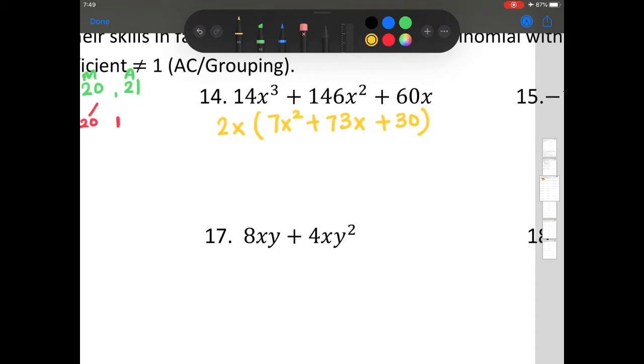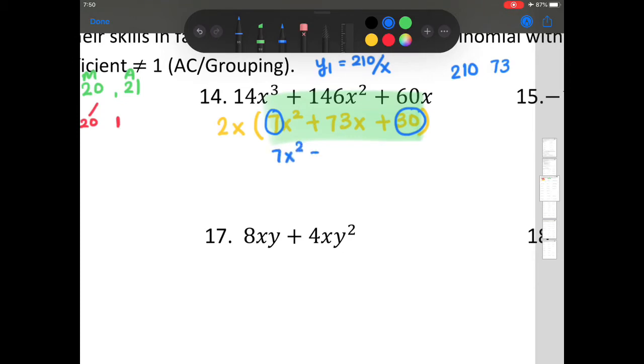Right? Again, if you identify this, your leading coefficient is not 1. It's 7. So what do you do? You're going to split the middle term, right? So again, look for 2 numbers that multiply to 7 times 30, which is 210, and add to 73. If you can't think of it in your head, go to y1, type in 210 divided by x, and that will give you all your factors in the table. So you can look it up like that, or I actually know it is 70 and 3.